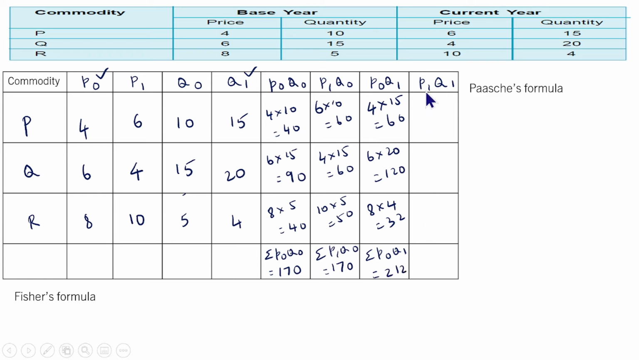Then we have P1 Q1. So we need to find the product of entries in these two columns. So it is 6 into 15, then 4 into 20 and 10 into 4.